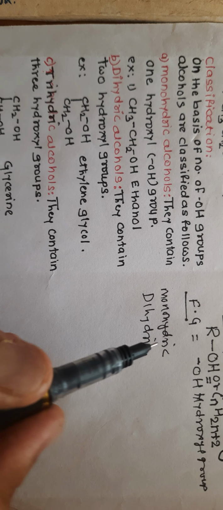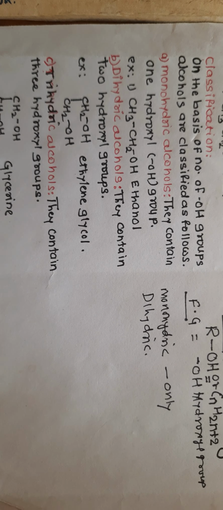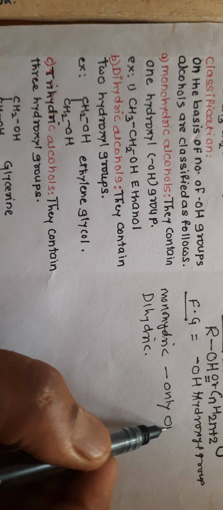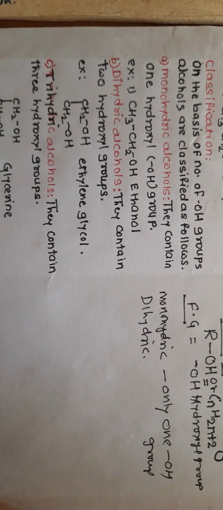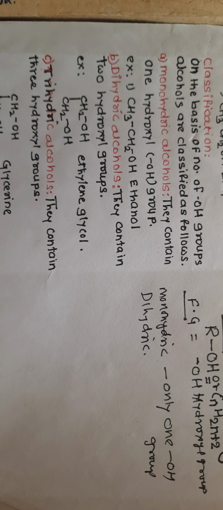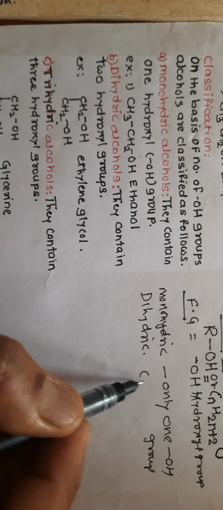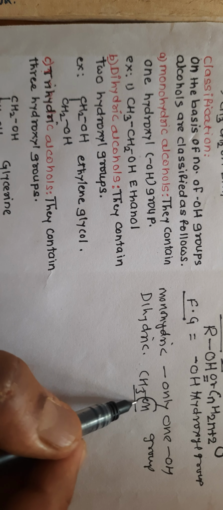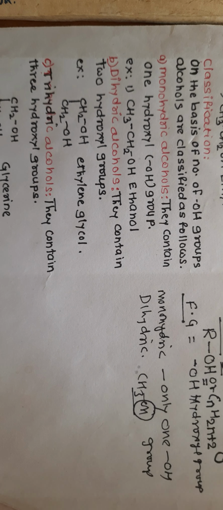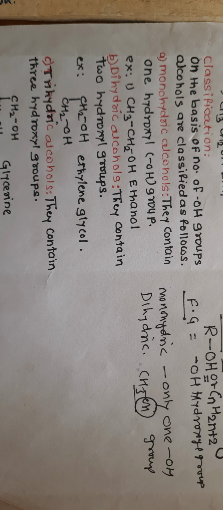Monohydric alcohols contain only one OH group in that structure. For example, CH3OH and C2H5OH contain only one OH group. Therefore, they are known as monohydric alcohols: methyl alcohol, ethyl alcohol.